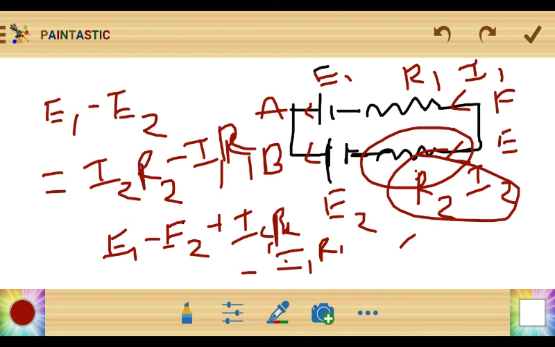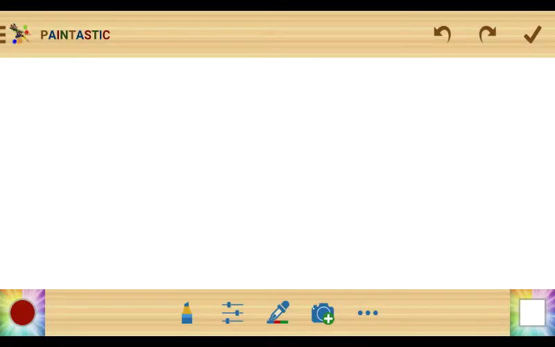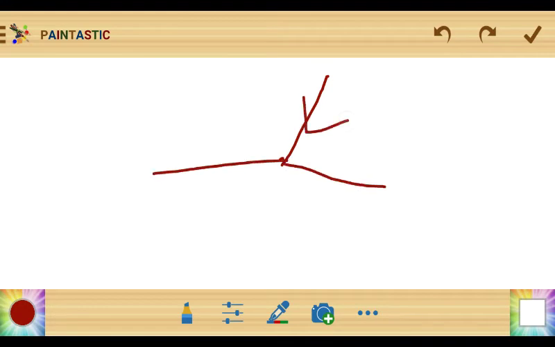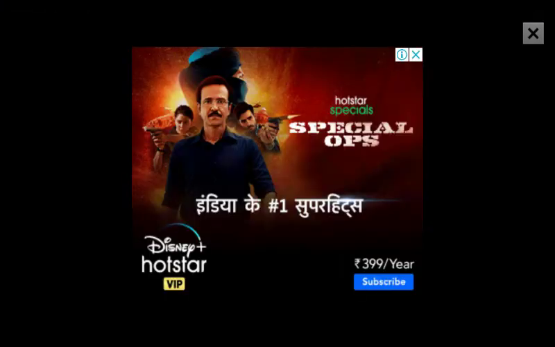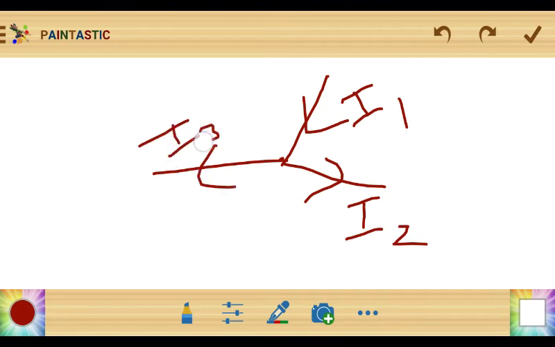There are simple rules. If we look at the first rule, it is the junction rule. This is the point where three lines come, current I1 enters, and this is I2, and this is I3. At the junction, if you take I1 as positive, then I2 and I3, because they are moving away from the junction point, can be taken as negative.